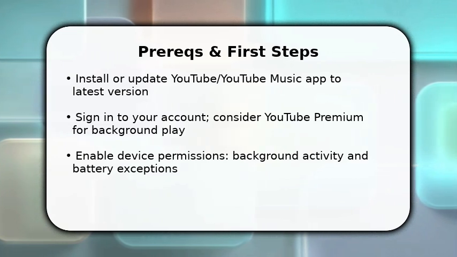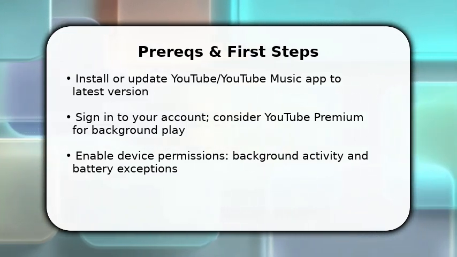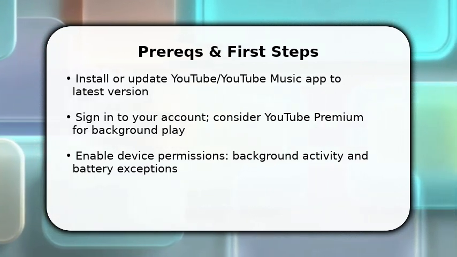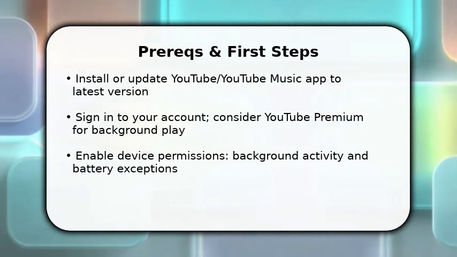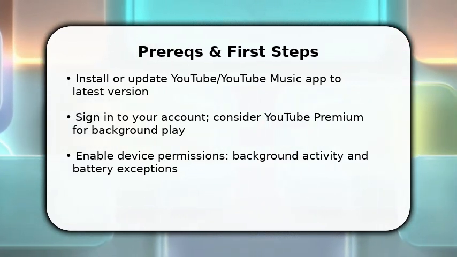Do not lock yet. Once done, open your device settings and locate battery or app management to exempt YouTube from aggressive sleep. This ensures the app can continue audio tasks when the screen turns off, which is crucial on modern power-saving systems. Now configure playback behavior so audio persists.